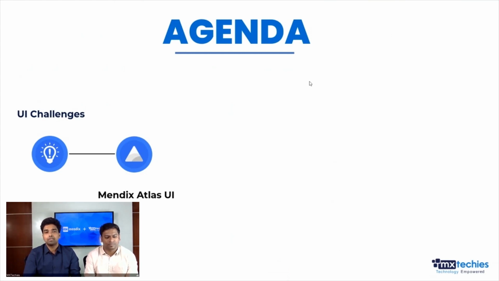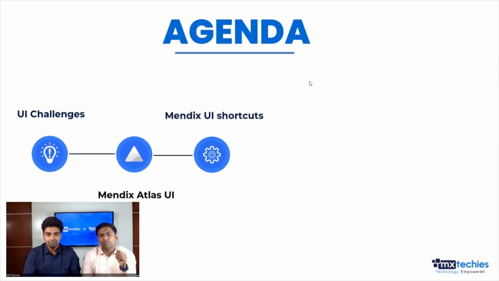Next is Atlas UI. It offers a set of pre-built UI elements and styles that can be easily customized to match the application branding and design requirements. This section may explore the capabilities of Atlas UI, including its extensive widget library, and the way to leverage it to create visually appealing and consistent UIs. The next topic is Mendix UI shortcuts. This section might cover time-saving tricks and best practices for organizing and structuring UI elements within the Mendix platform.